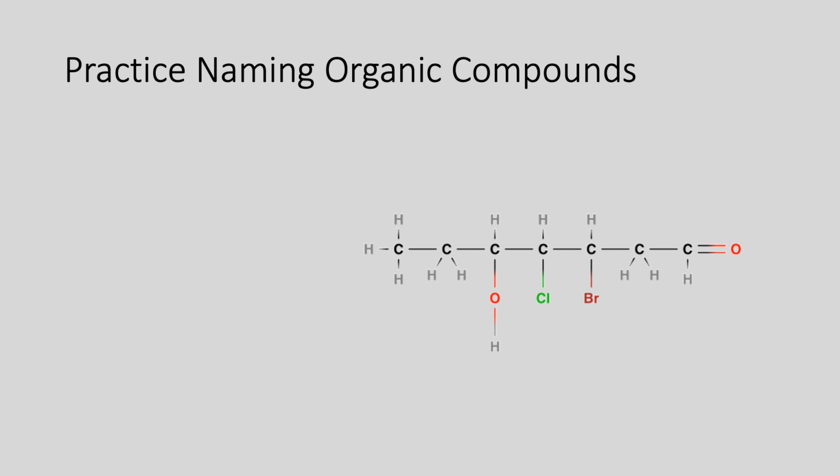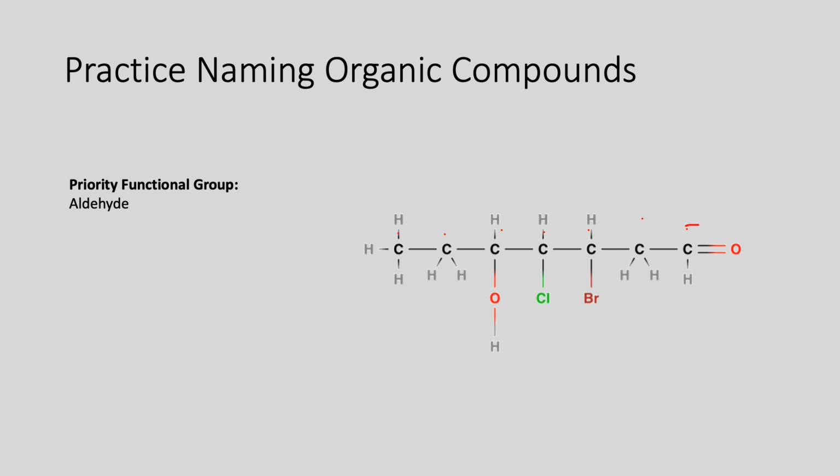We're going to do one last practice question to help us with naming organic compounds with multiple functional groups. As always, we're going to start off by numbering the carbons. So we have 1, 2, 3, 4, 5, 6, 7 carbons. And now we're going to label the functional groups.